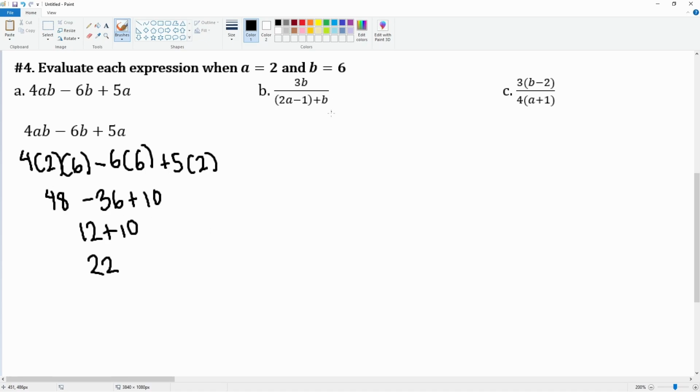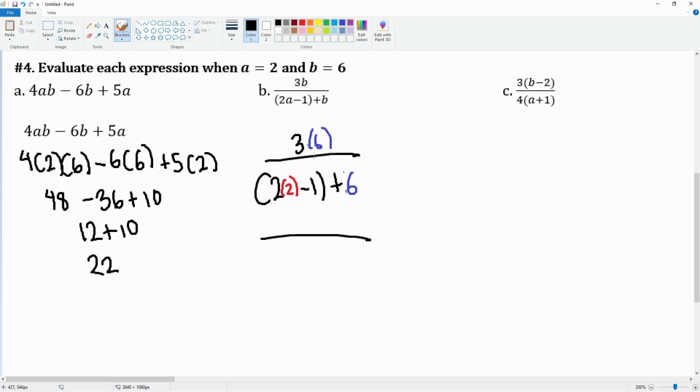Good job here. Next, we have 3b divided by parentheses 2a minus 1 plus b. The b's are replaced with the number 6. And let me do that right here again. That gets you the number 6. And the a here gets replaced with the number 2.